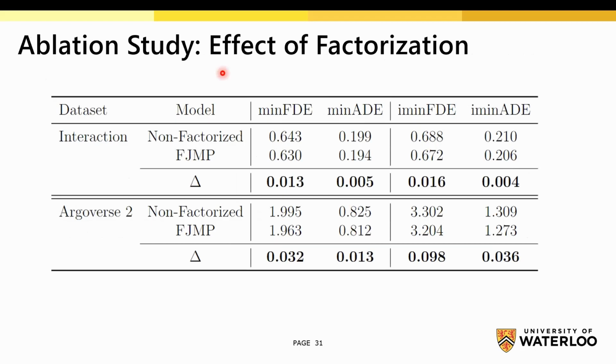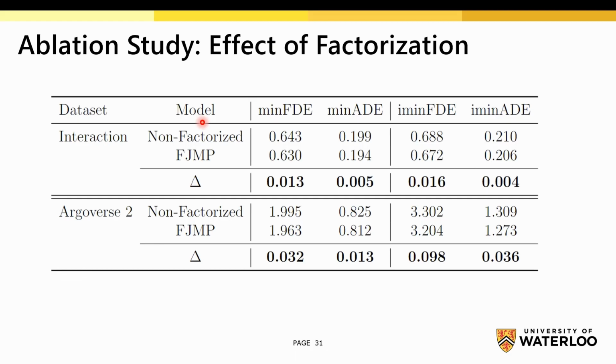But to directly assess the benefit of factorization, we perform an ablation study. So we compare FJMP against a baseline, which we call non-factorized, which is exactly the same as FJMP, so the same feature encoder, same training hyperparameters. But instead of doing the factorized decoding, we just do the simultaneous decoding.